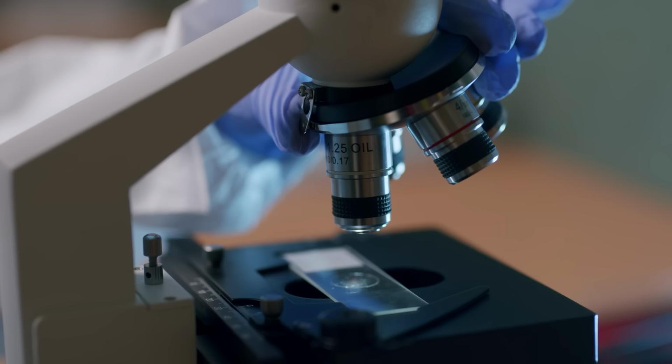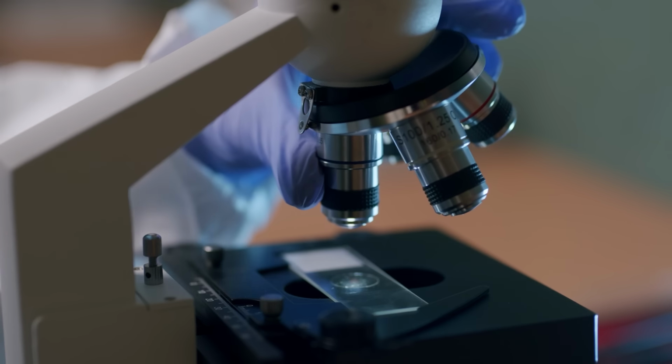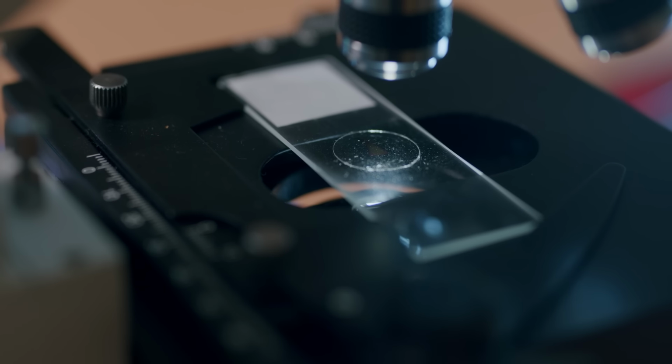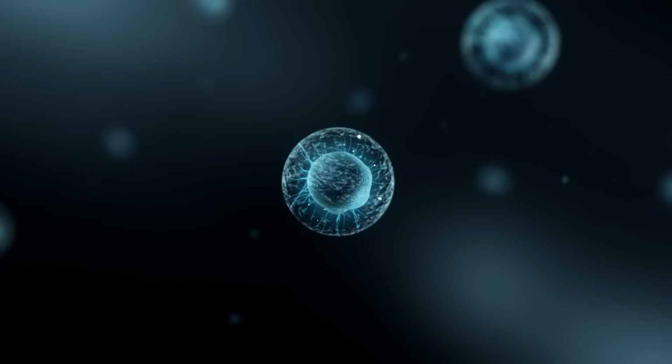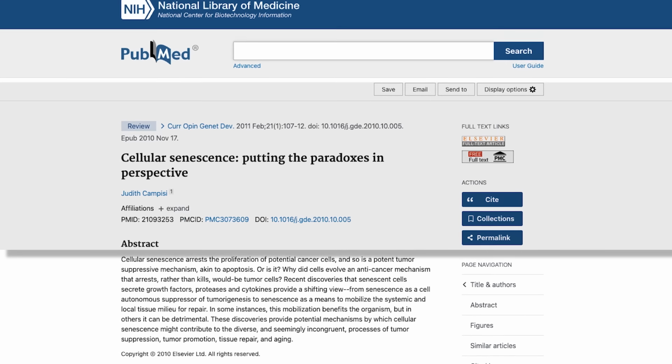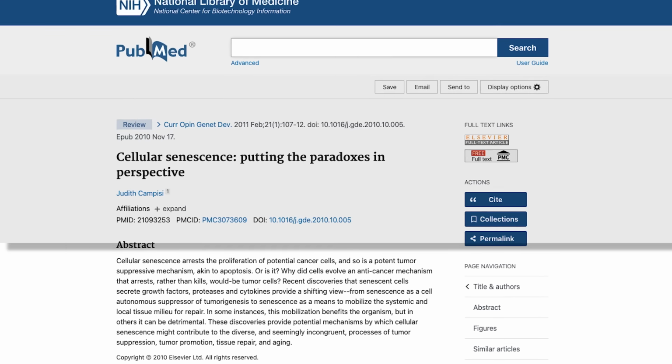In the early 1990s, while studying cancer prevention, biochemist Dr. Judith Campisi was investigating how cells respond to stress. She noticed something unexpected. When cells were damaged by toxins, radiation, or simply time, many didn't die, they just stopped dividing. Campisi called this state cellular senescence, a built-in safety mechanism that prevents damaged cells from becoming cancerous.